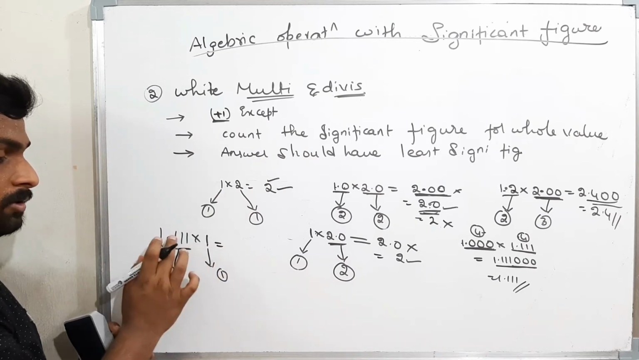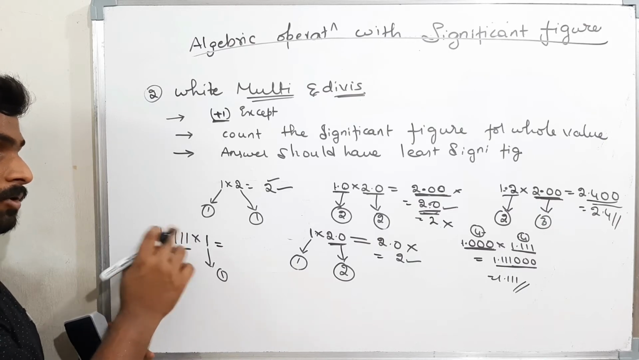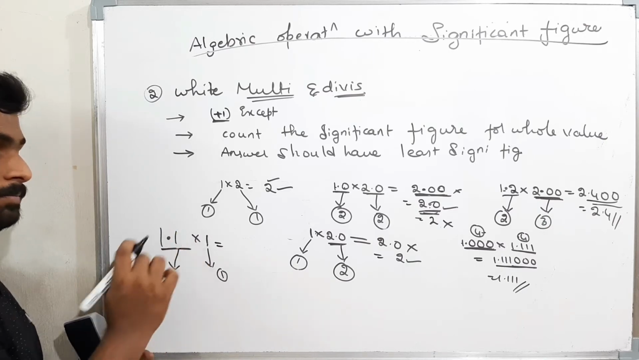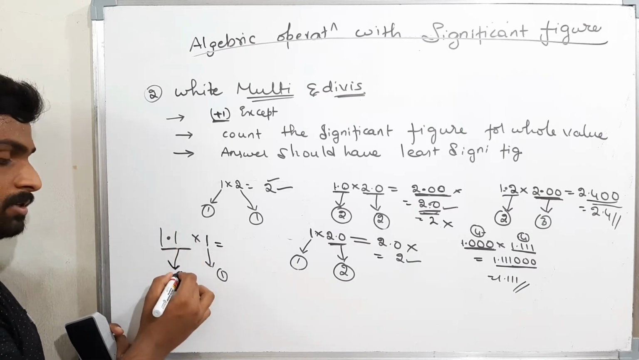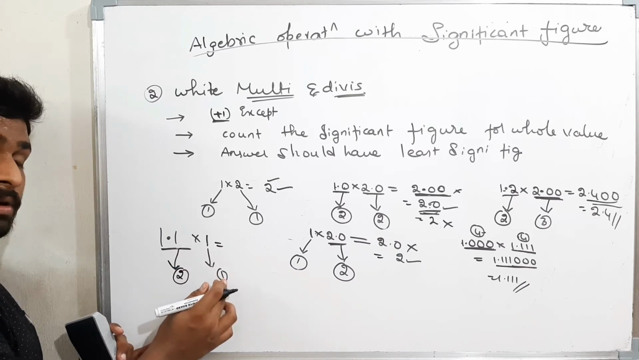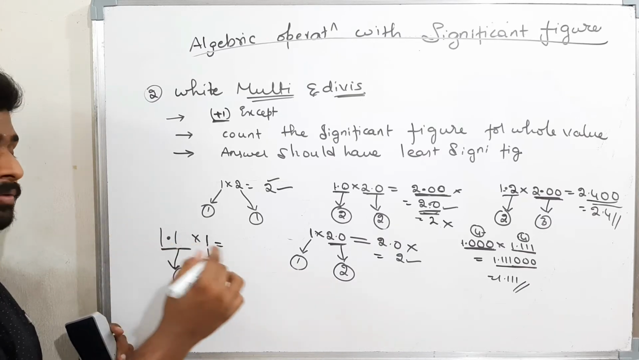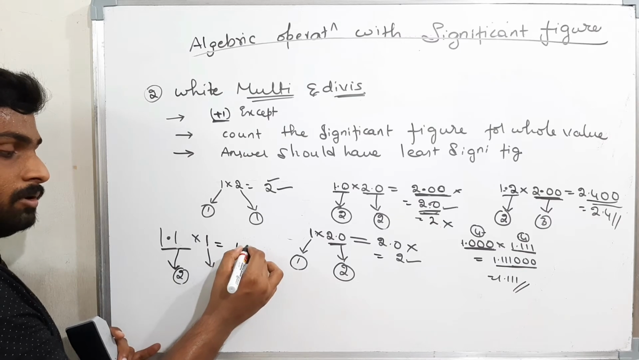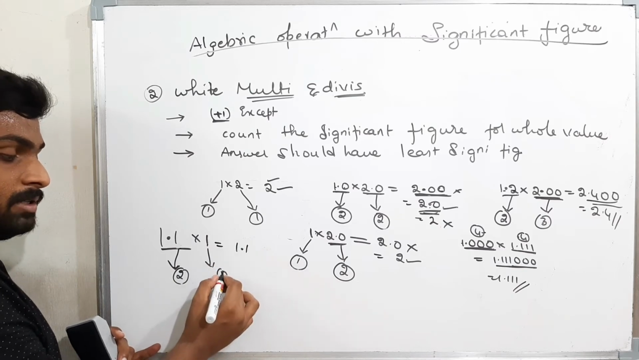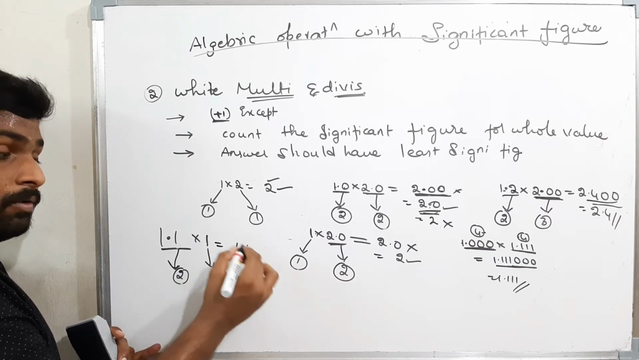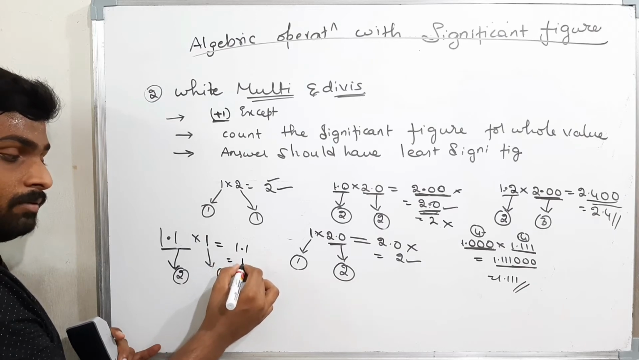Therefore, how can I convert this one to 2 significant figures? If I round this off, I will get 1.1. Now it has 2 significant figures. The least is 1, plus 1 is 2, and 2 is acceptable. Therefore, what is the answer? The answer is 1.1, and the least is having 1 significant figure. Therefore, the answer also should have 1 significant figure. Therefore, the answer is 1.